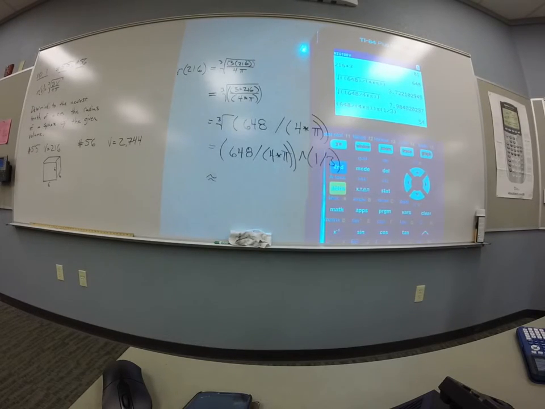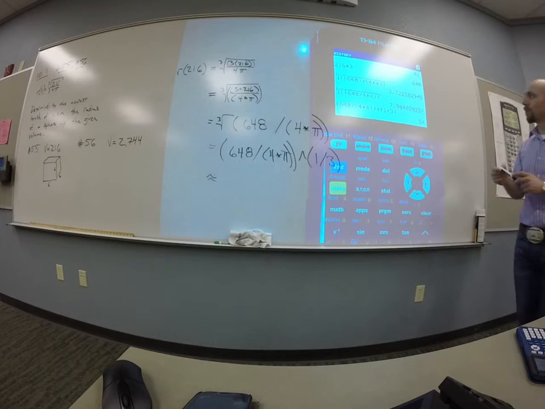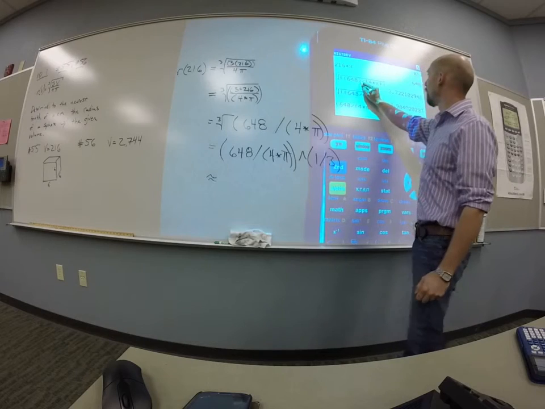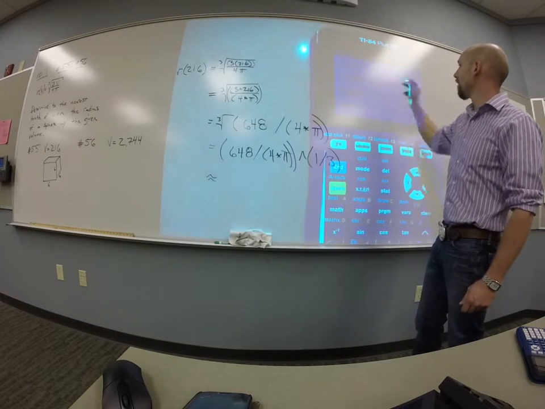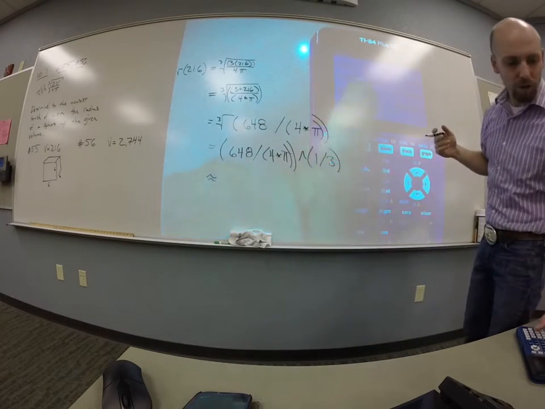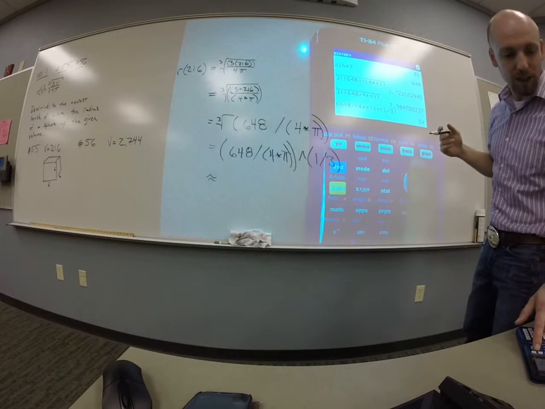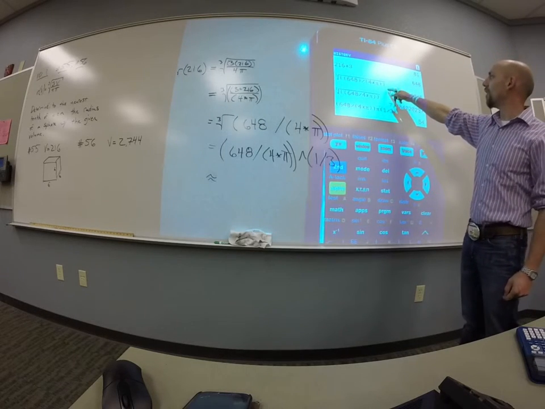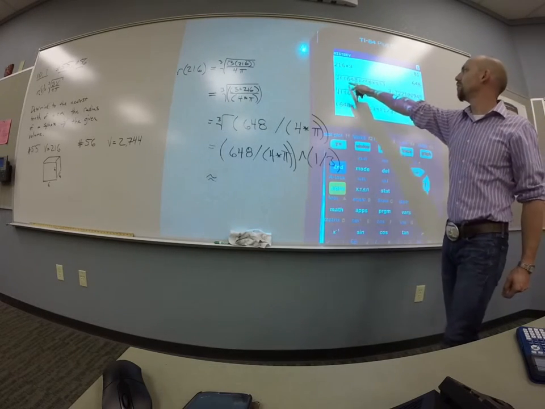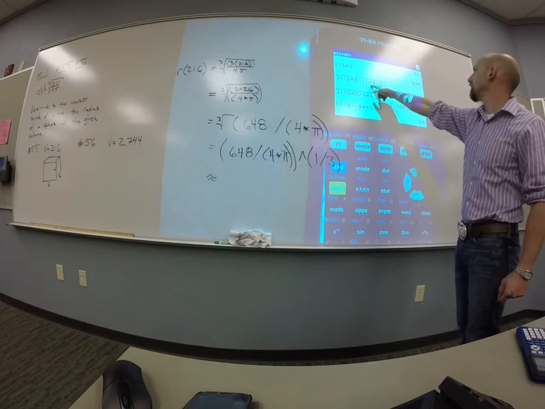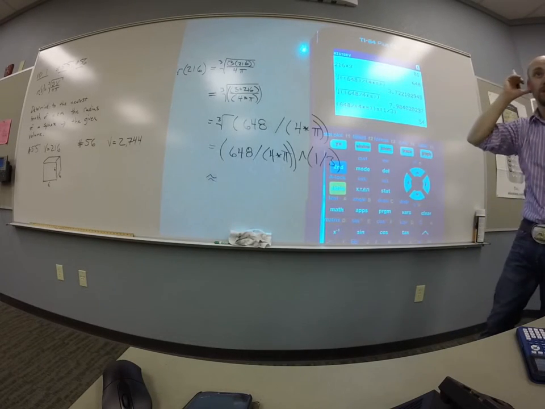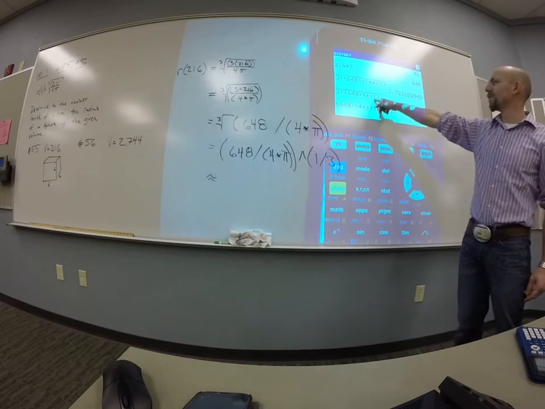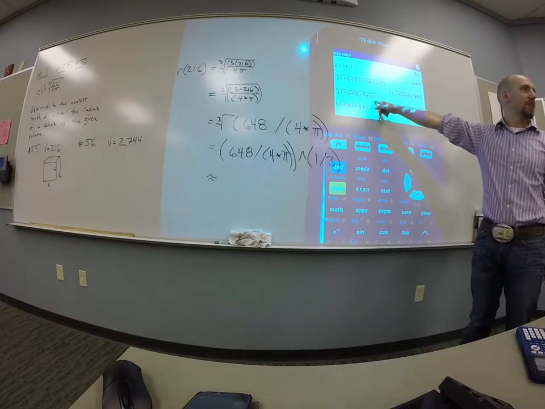You guys see that? So here we've got one where we've got a cube root of 648 in parentheses divided by 4 pi in parentheses. Think that's going to give me the right one? Why isn't this one giving me the right one? You guys see that?